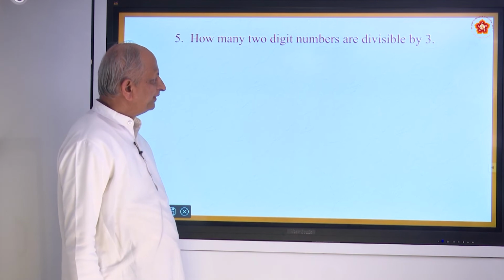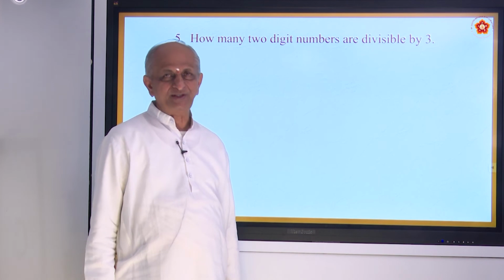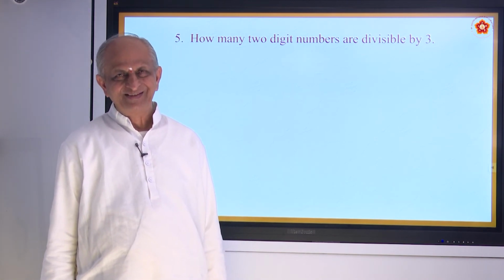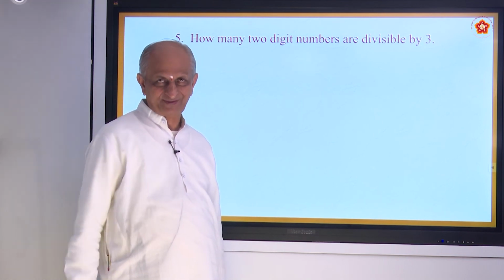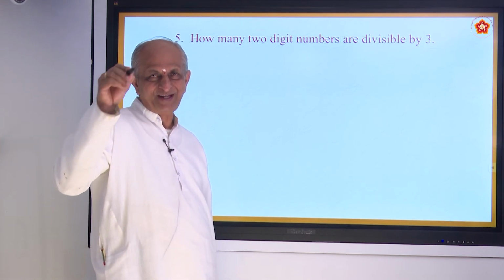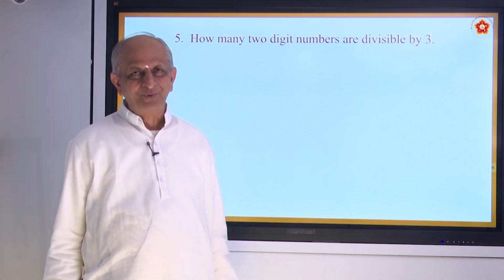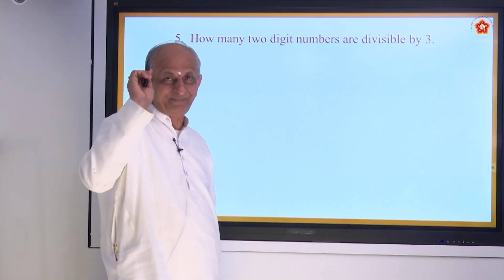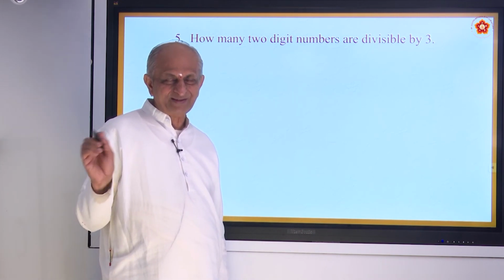How many 2-digit numbers are divisible by 3? 2 digit starts from which number? See, digits from 0 to 9 are called numerals. And in that, the contribution of India to the world of mathematics is 0. What are you telling? We have not done anything. Not like that. 0 is a very important number. If you add that 0 to any number, the value does not change.